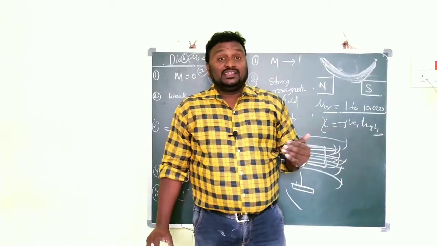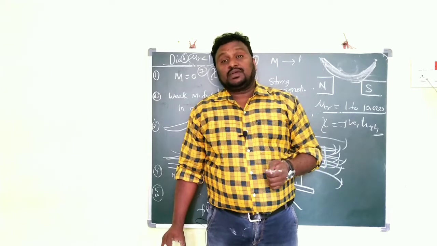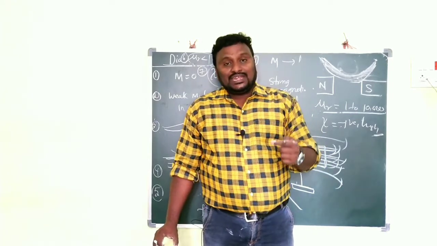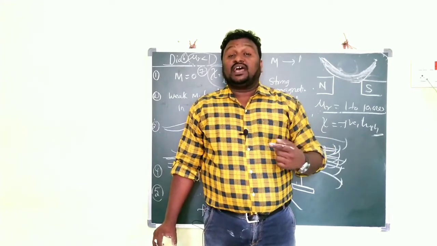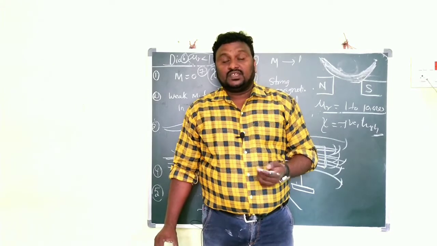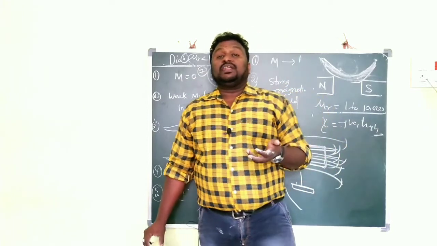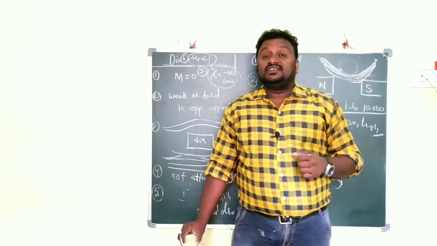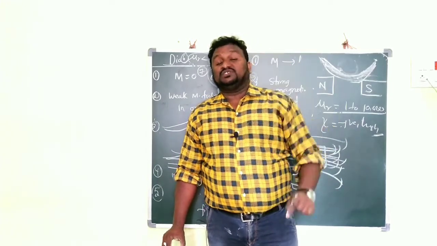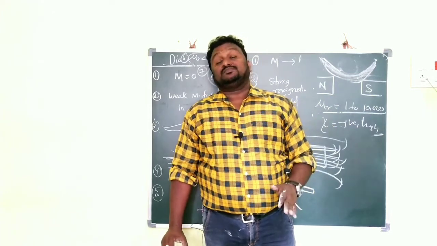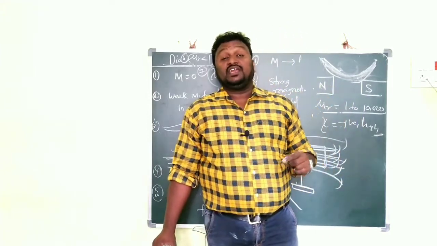Clear? And in this case we have one special definition, children. What is meant by Curie temperature? Curie temperature is the temperature at which a ferromagnetic material behaves as a paramagnetic material. On heating a ferromagnetic substance to a particular temperature, it acts as a paramagnetic substance. Clear? That is what we call the Curie temperature. Children, this is the comparison between dia, para, and ferromagnetic materials.